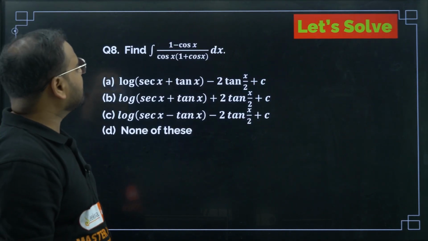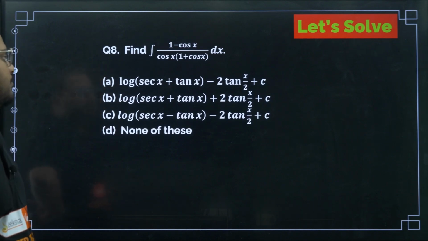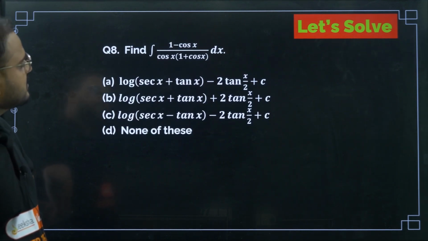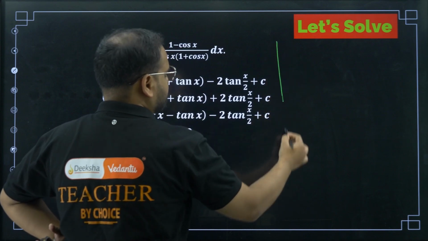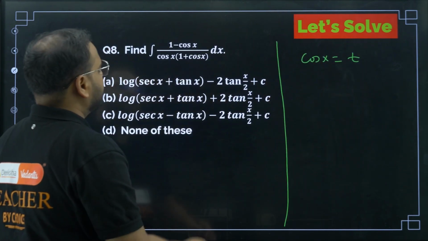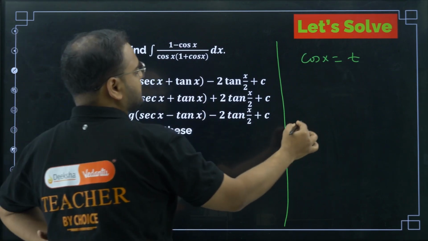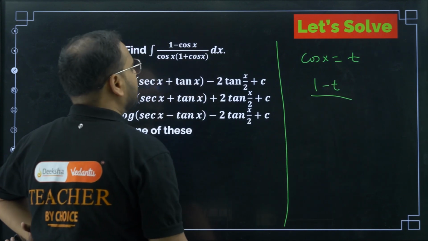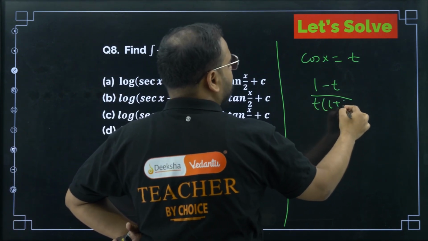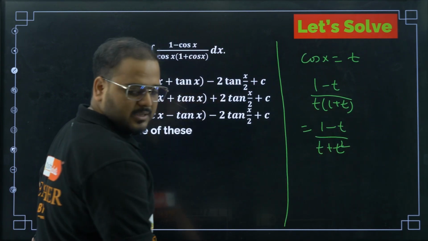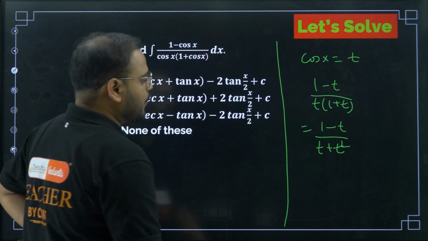Question number 8, 1 minus cos x times 1 plus cos x. Can I take something right now as this? Let's take cos x equals t, because right now I am not able to see this pattern, but if I do it like this, I get, only for fraction, not integration, only for fraction, 1 minus t upon t times 1 plus t, which is 1 minus t upon t plus t square.